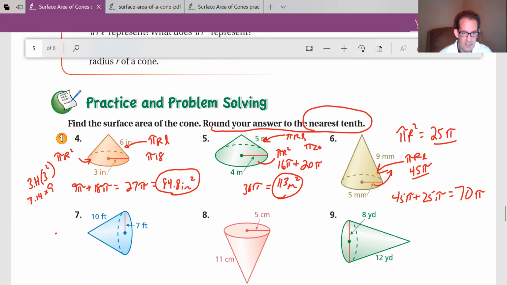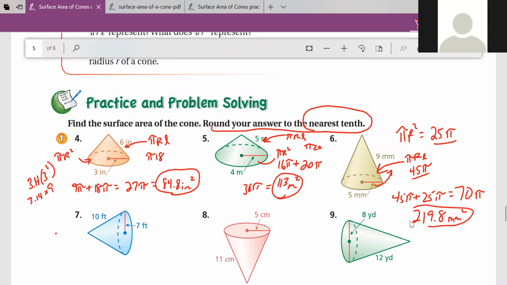And then on my calculator, I simply multiply 70 times 3.14, and I have 219.8. 219.8 square millimeters. And that would be our surface area for number 6 right here.